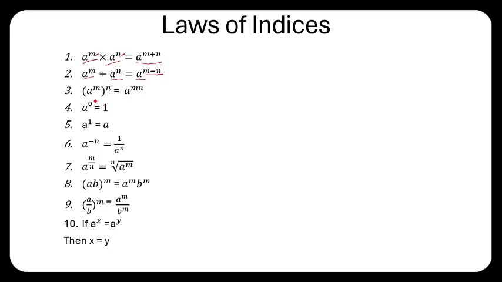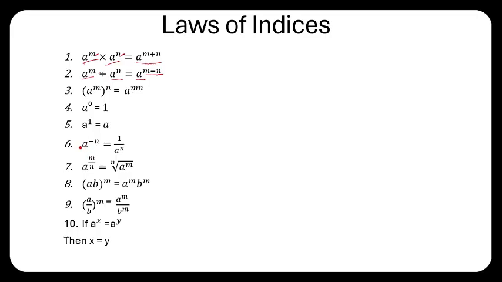The fourth law states that anything raised to power 0 is 1. So a raised to power 0 is going to give us 1. The fifth law. When a number is raised to power 1, it gives us that same number. So a raised to power 1 is equal to a.